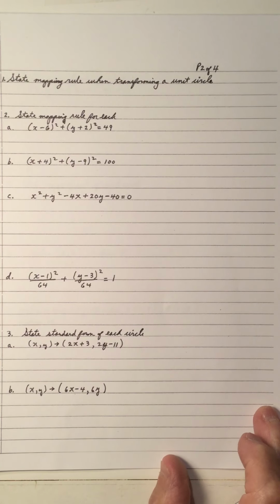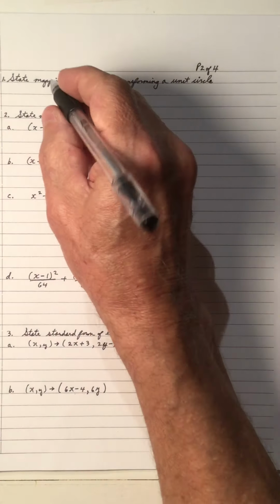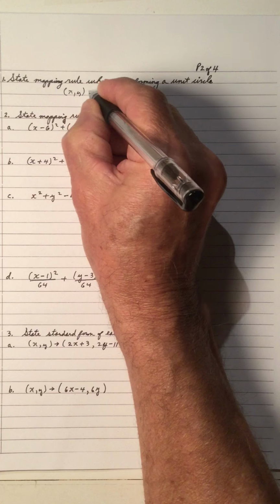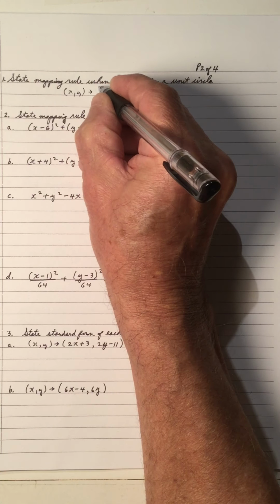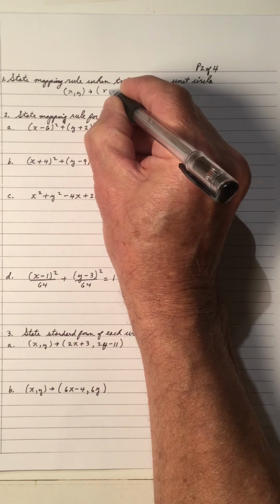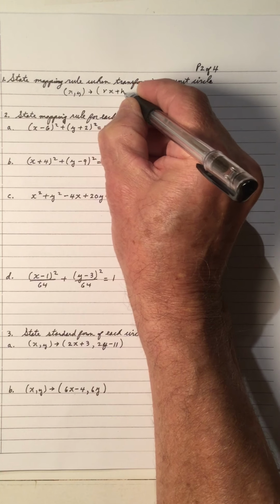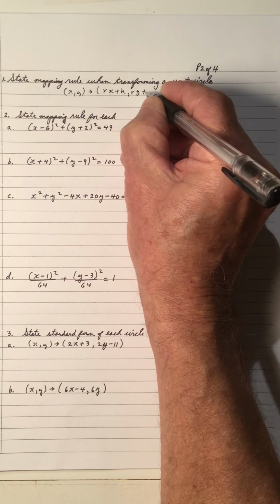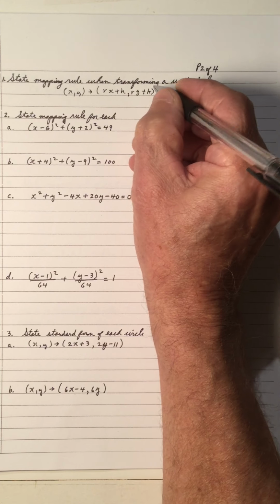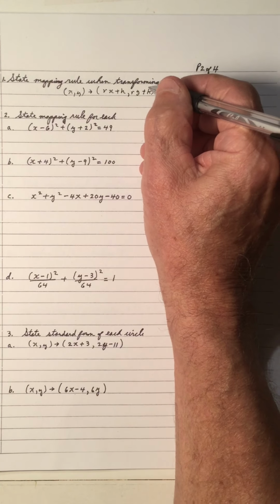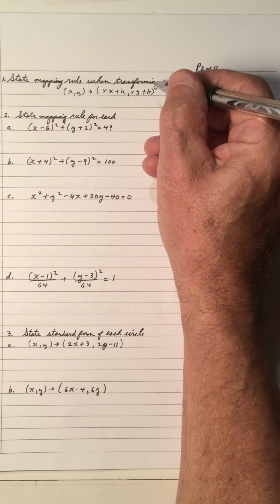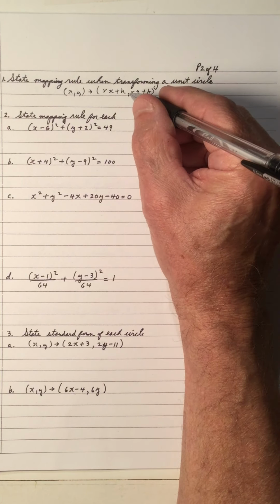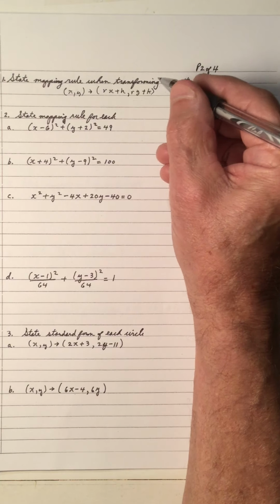State the mapping rule when transforming a unit circle. So the mapping rule is x comma y maps to rx plus h and ry plus k, where h and k are the coordinates at the center of the circle. And this is taken out of the standard form of a circle.